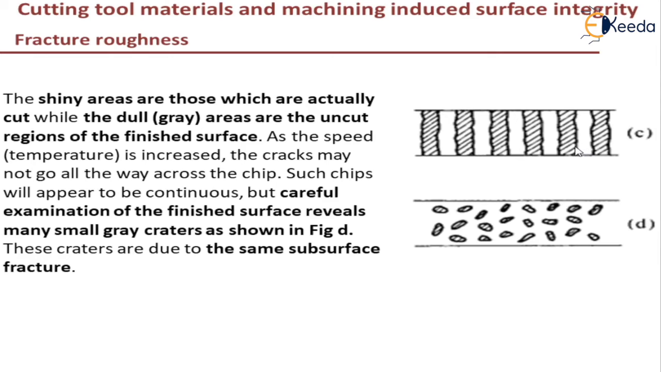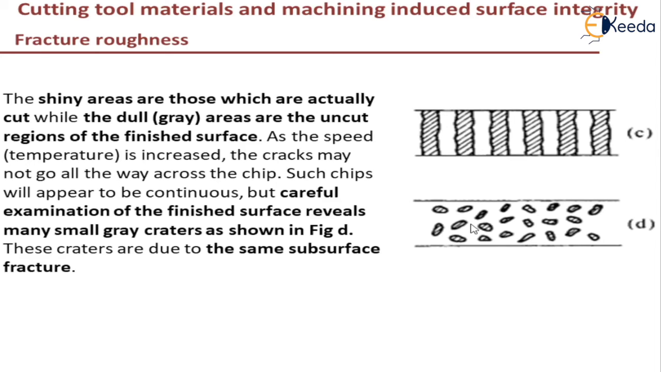As the speed is increased, the cracks may not go all the way across the chip. Such chips appear to be continuous. But careful examination of the finished surface, even with such chips, reveals many gray craters, as shown in figure D. So this is how it appears. These craters are due to the same subsurface fracture.